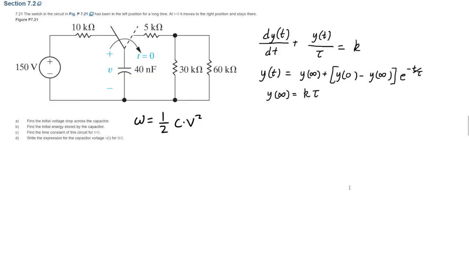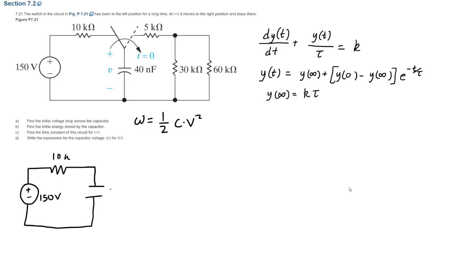For 7.21, we got a couple things to do. The first one is to find the initial voltage drop across the capacitor. So basically we're going to find out what it's like if this part of the circuit over here is not connected. To do that, we're just going to redraw the circuit. Put the 10K here, and here's our capacitor. 150 volts, 10 kilo ohms, and then 40 nanofarad.